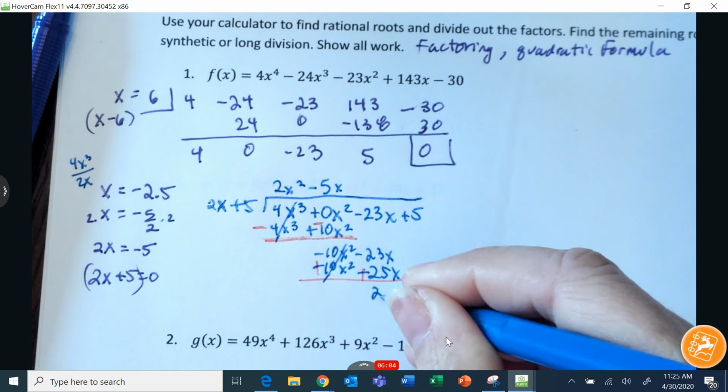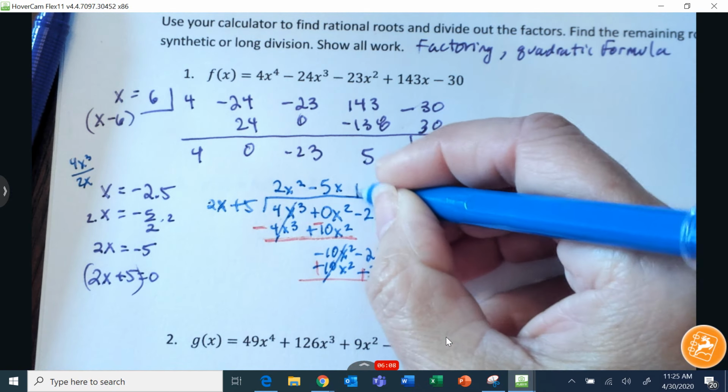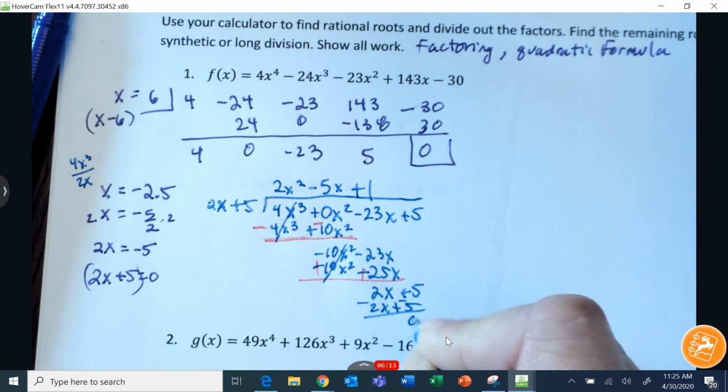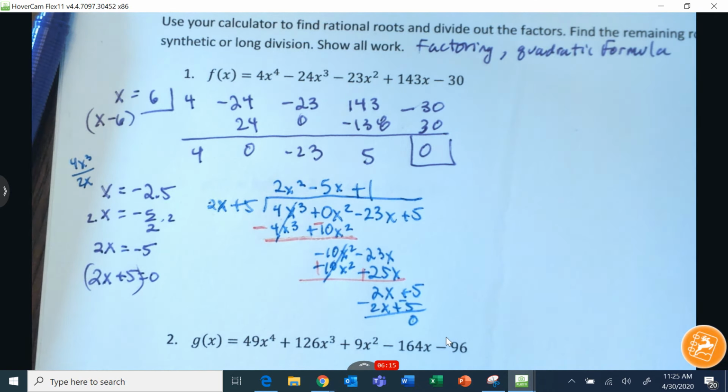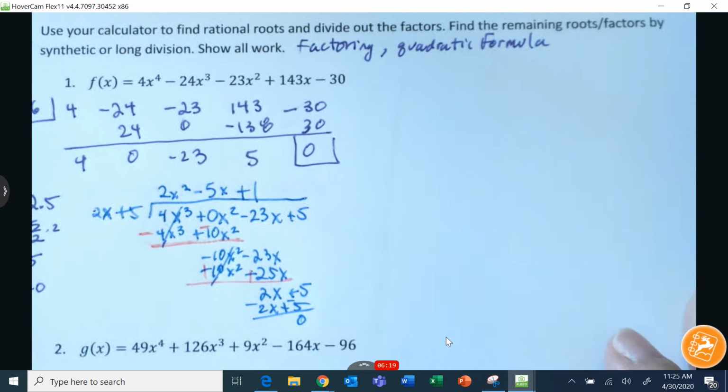We get 2x. Bring down the plus 5. 2x goes into 2x one time. 2x plus 5. Draw the line. Change the signs. We get 0. That one works. So left over, I have 2x squared minus 5x plus 1.